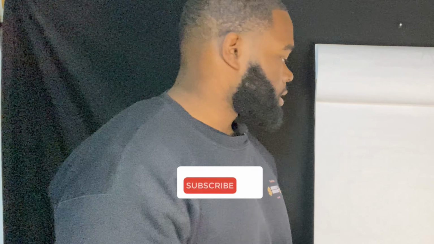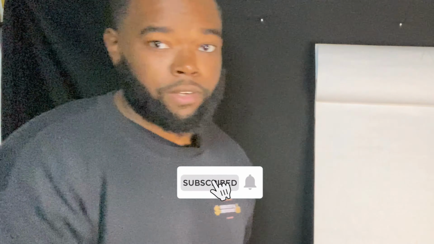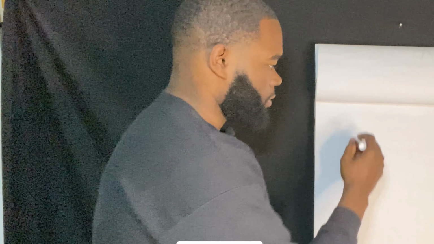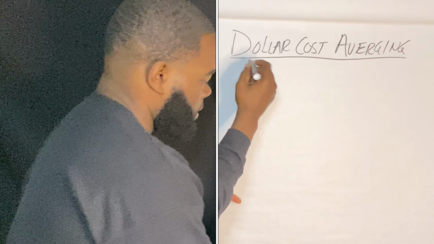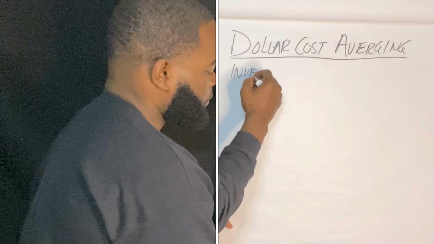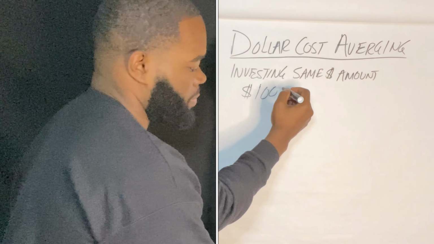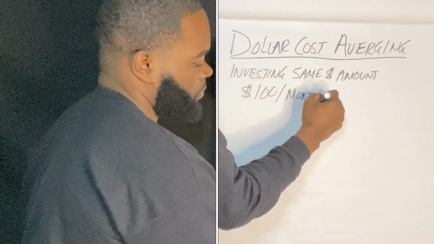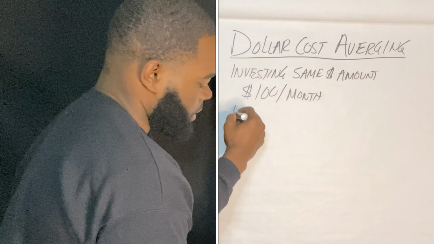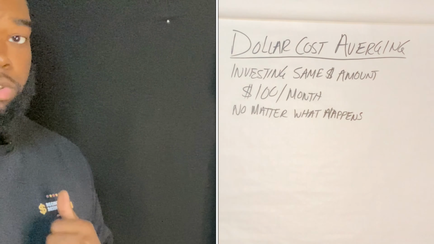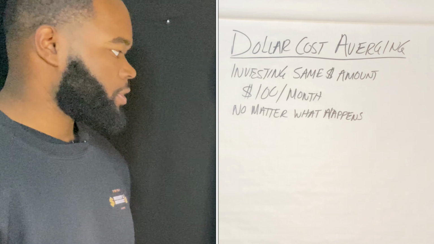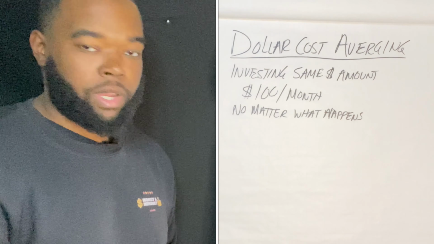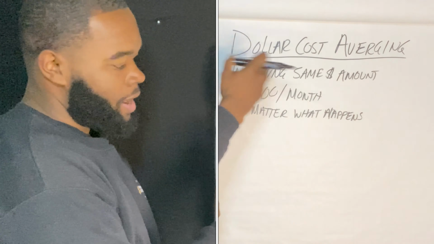If you want to invest like a pro, there are a few things you've got to understand. First thing you need to understand is there's a strategy out there called dollar cost averaging. You've probably heard of it before. Essentially, all you're doing is investing the same dollar amount, $100 per month, no matter what happens in the market. That's what dollar cost averaging is. That's the whole entire strategy. I'm not going to over explain it. That's the simplest way. If you understand this strategy, you're going to win.